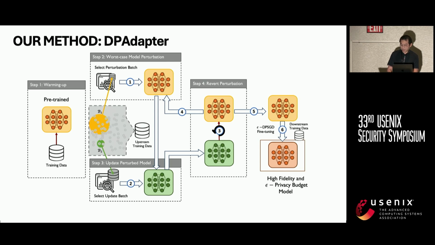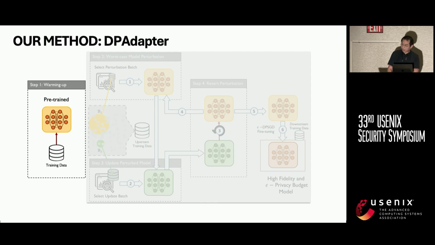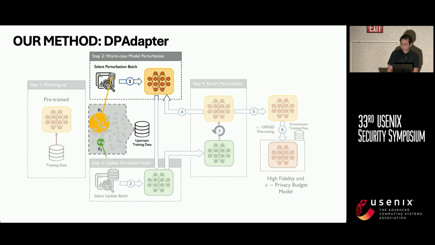Now let's break it down step by step. In our method, step 1, start with a warm-up by training with the training data for a few epochs. Step 2, next, calculate the worst-case perturbation. Select B1 samples as the batch data needed to calculate the perturbation. Find a gradient update that maximizes the increase in loss for this batch of data, which is the opposite direction of the normal updates. This creates the worst-case perturbation, and we add this perturbation to the model parameters. It is important to note that B1 should be relatively large, which we will justify in the theoretical part later.